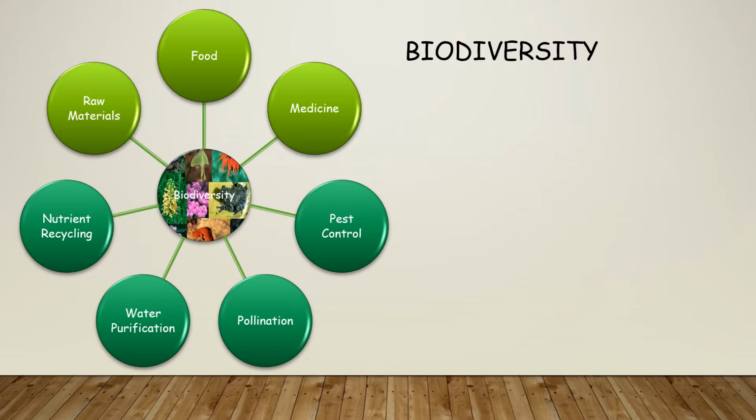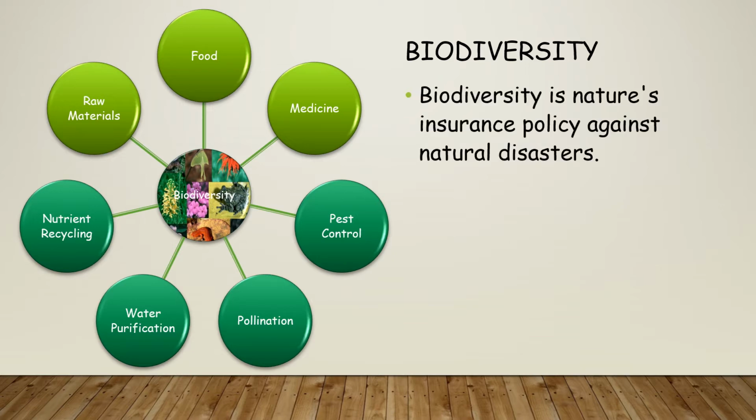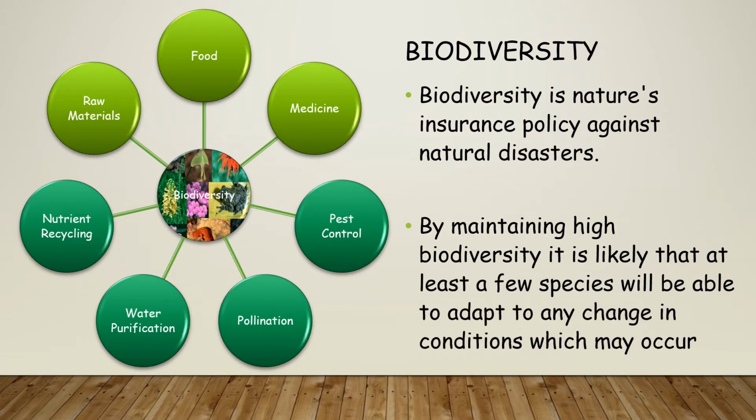The loss of biodiversity reduces the availability of ecosystem services and other products, and it also damages the ability to adapt to changes in environmental conditions. So biodiversity is almost an insurance policy against natural disasters. And if we have high biodiversity, it's likely that we have a few species that will be able to adapt to any change in conditions that may occur.